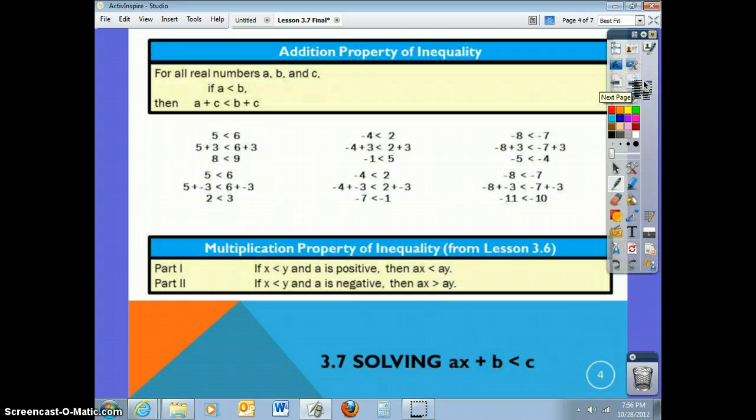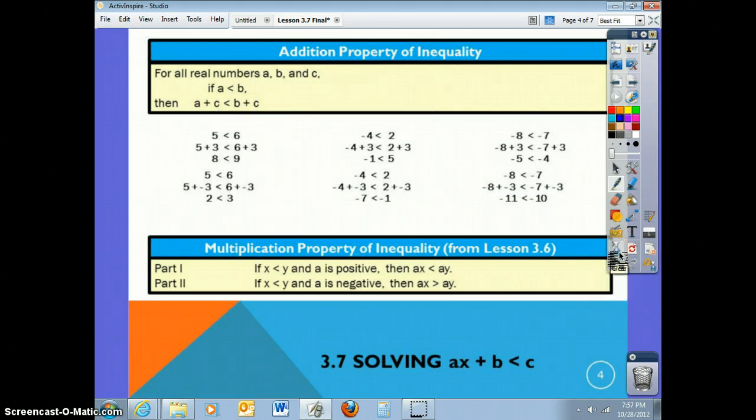Okay, the first thing that they talk about in lesson 3.7 is the addition property of inequality. If I have real numbers a, b, and c, and I have an inequality of a is less than b, then if I add c to both sides of that inequality, I maintain what they call the sense of the inequality. If I started out with this symbol and I add c to both sides, I still have this symbol. If I started out with the greater than symbol, and I add c to both sides, I still have, when I'm done, a greater than inequality.